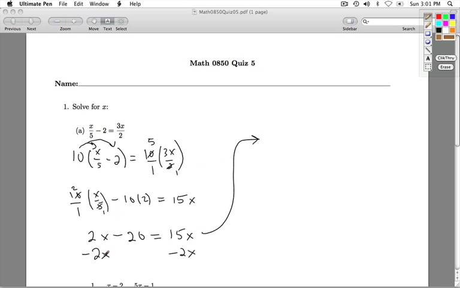So 2x minus 2x is 0. 0 minus 20 is negative 20. Equals 15x minus 2x, 13x. Divide by 13. And so I get x is equal to negative 20 over 13. And that'll do it for 1a.